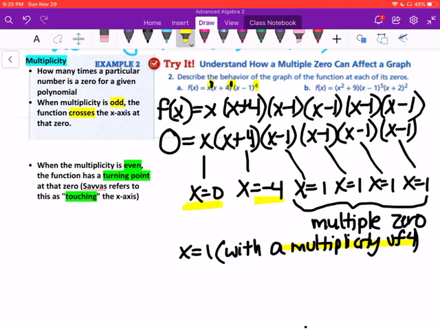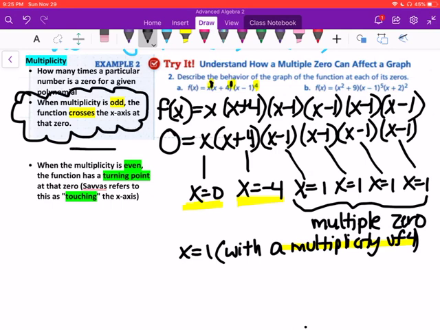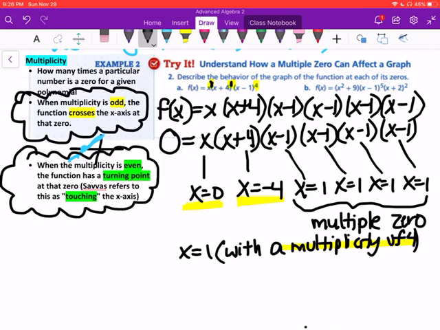Now, how does that affect the graph? Look at this part. When the multiplicity is odd, the function crosses the x-axis at that 0. Cross meaning the function actually crosses the x-axis, like right here. Then, when the multiplicity is even, the function has a turning point at that 0. And you'll see it called touching the x-axis, touching meaning it would hit the x-axis and turn around.